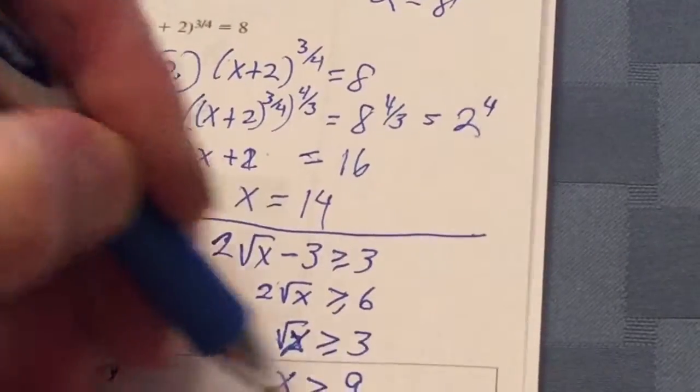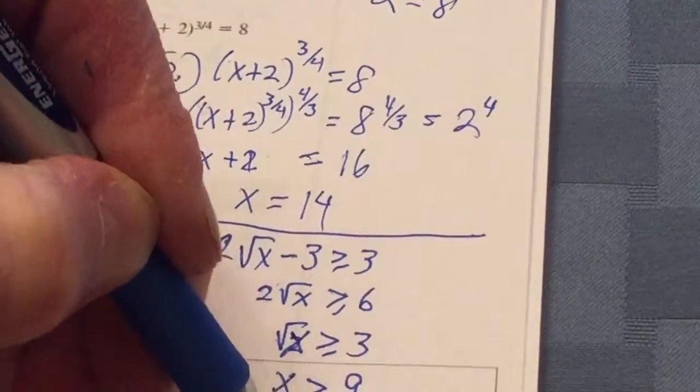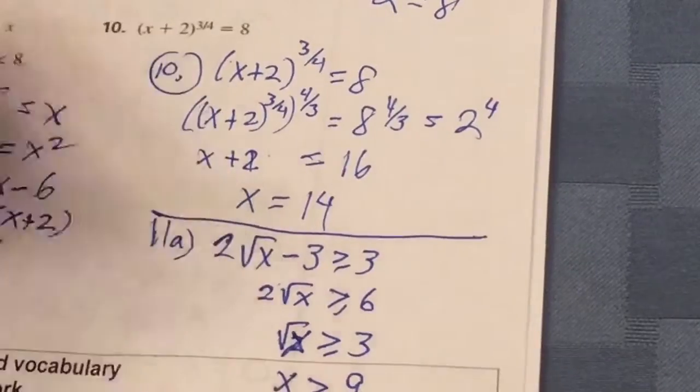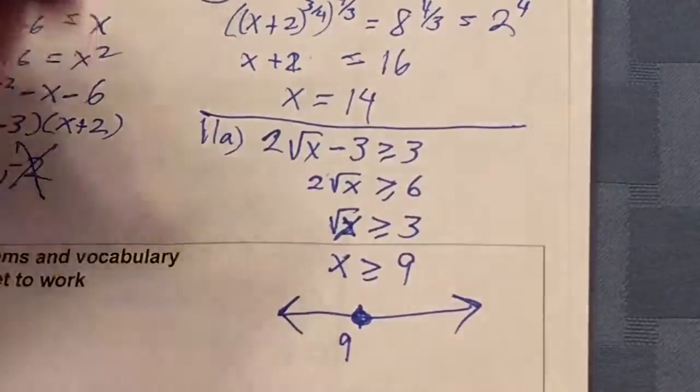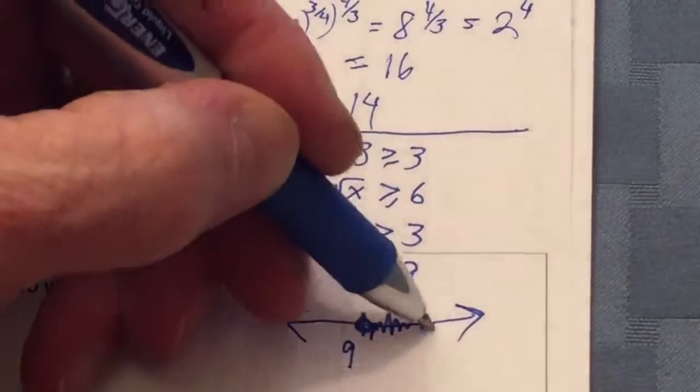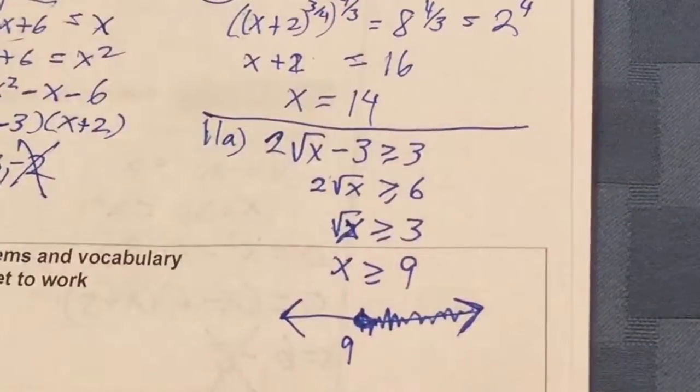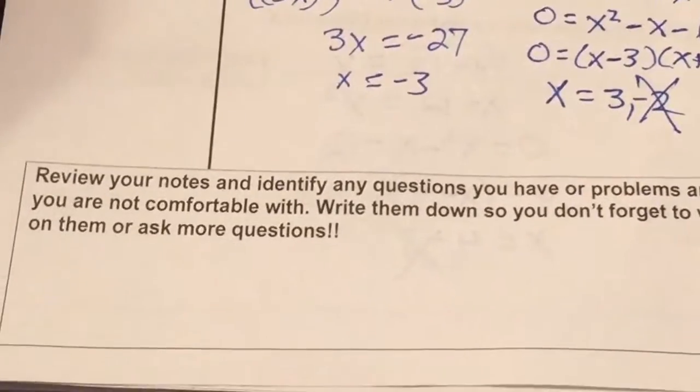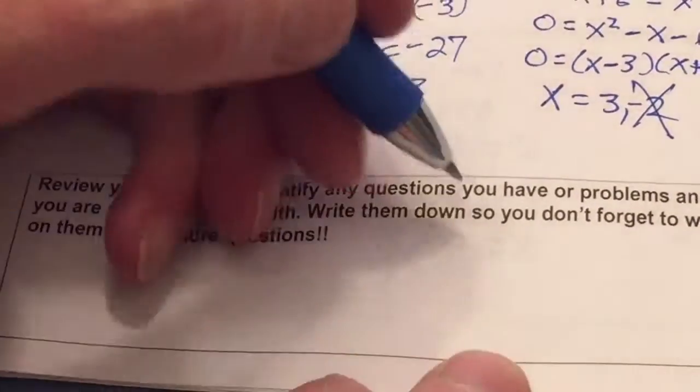So our number line would be like this. Oh, you guys can't see that. Here we go. And greater than, it's going to go this way. All right, I'm going to move it over here.